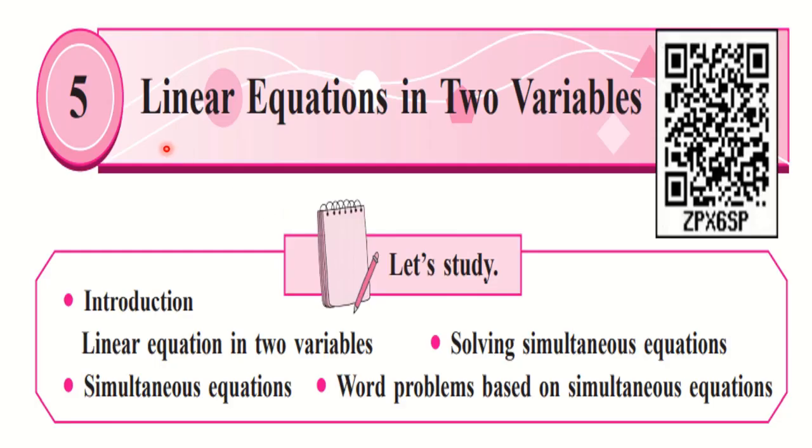Name of the chapter is Linear Equations in Two Variables. In that we have studied topics of linear equations in two variables. We have seen the general form of linear equation in two variables, that is ax plus by is equal to c. Then we have seen the meaning of simultaneous equation. That is, when we think of two or more linear equations at the same time, they are called simultaneous equations. Then we have seen the methods to solve the simultaneous equation.